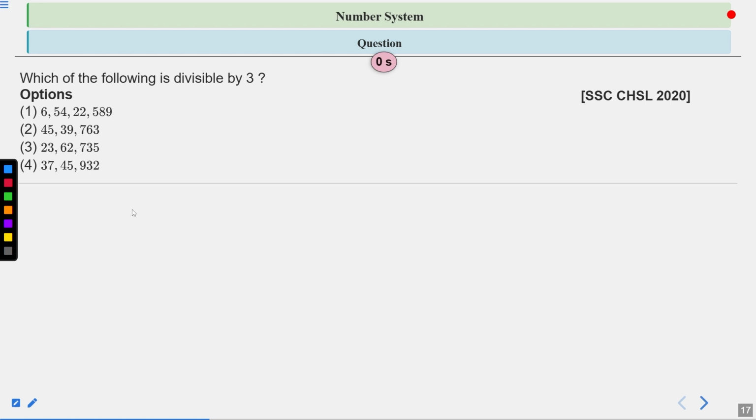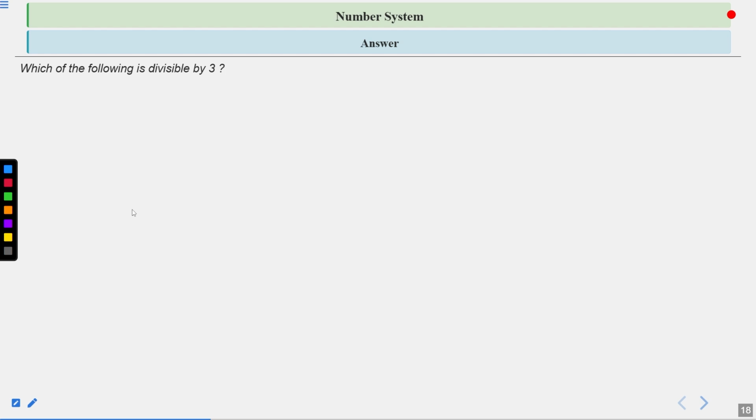Now time's up. Let's see the solution of this question. So the question is which of the following is divisible by 3? We go through the options and we know the divisibility rule of 3. If a number is divisible by 3, it means the sum of the digits of that number is divisible by 3. So we just go through the options and check which number's digit sum is divisible by 3. That number will be divisible by 3.